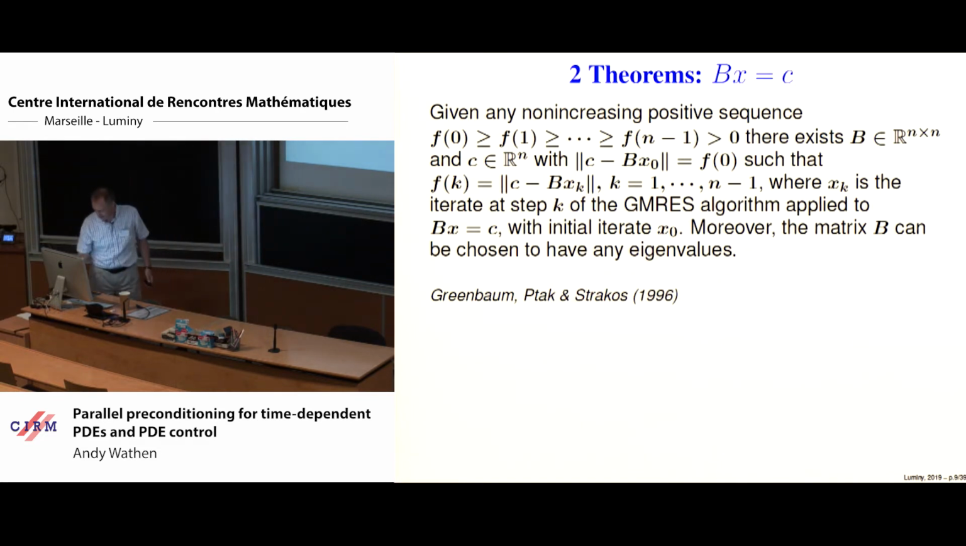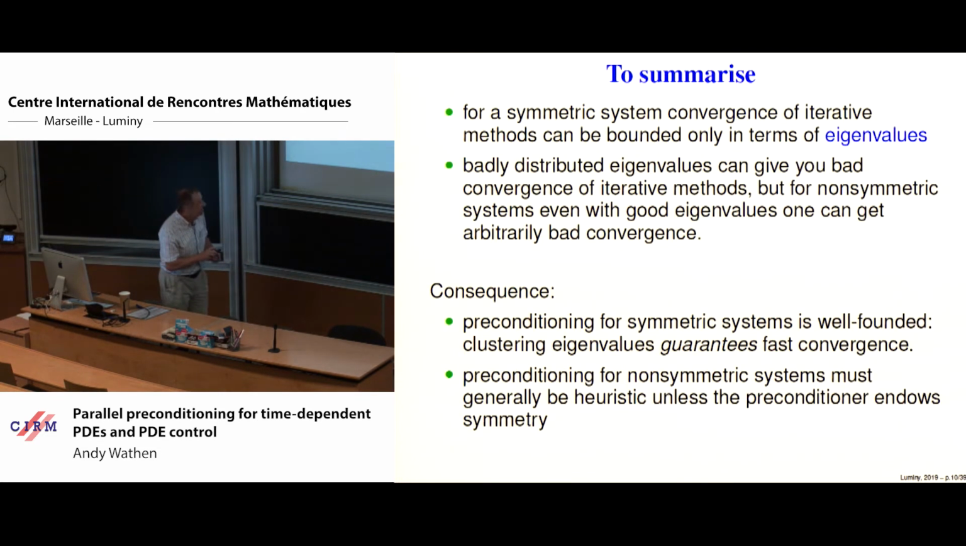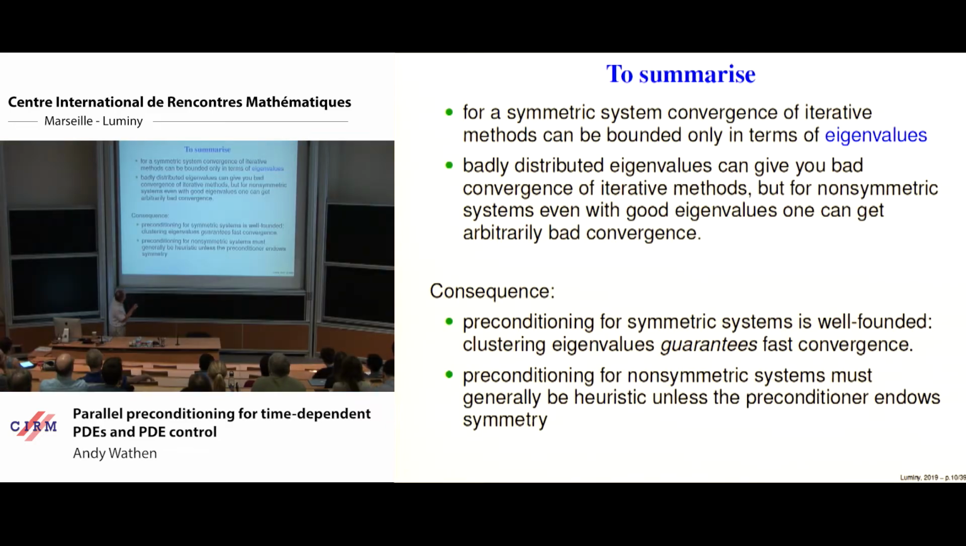So to summarize: if you've got a symmetric system, convergence of iterative methods can be bounded in terms only of eigenvalues. Badly distributed eigenvalues can give you bad convergence of iterative methods. But for non-symmetric systems, even if you've got well-distributed eigenvalues, you can get arbitrarily bad convergence. That's the summary of those theorems. So the consequence, as I say: preconditioning symmetric systems is well-founded. Our pure mathematical colleagues don't mind what we do. It's well-founded, right? Preconditioning for non-symmetric systems is heuristic.